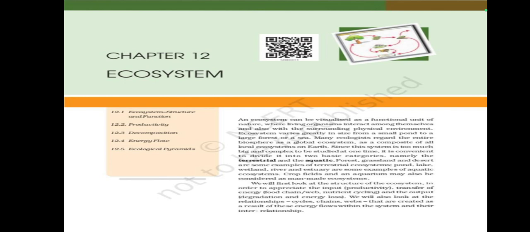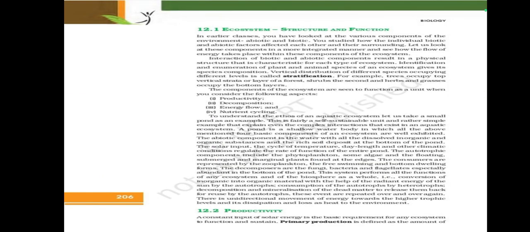We will first look at the structure of the ecosystem in order to appreciate the productivity, transfer of energy, food chain, web, or nutrient cycling, and the output degradation and energy loss. We will also look at the relationships, cycles, chains, webs that are created as a result of this energy flow within the system and their interrelationship.